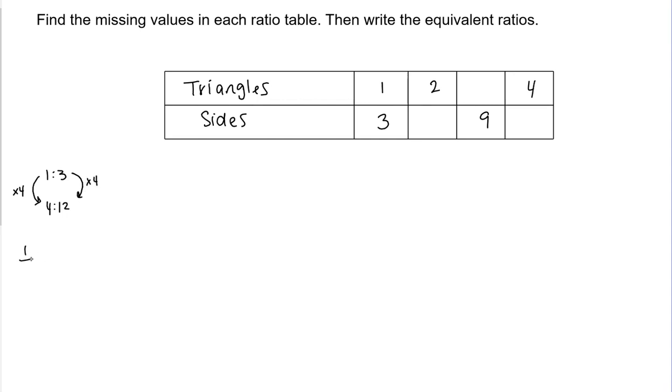Just like if you had an equivalent fraction, say 1/2, you multiply each side by 2, our equivalent fraction would be 2 to 4, or 2 over 4. So let's look at this table here. Triangles and sides. For every triangle, there's 3 sides, and we know that to be true. We need to find the missing values in this ratio table and then write our equivalent ratios.